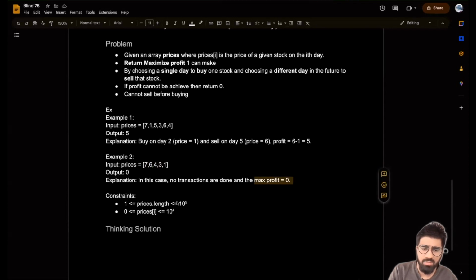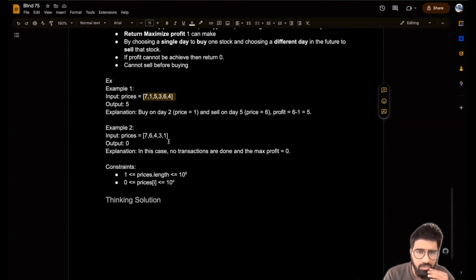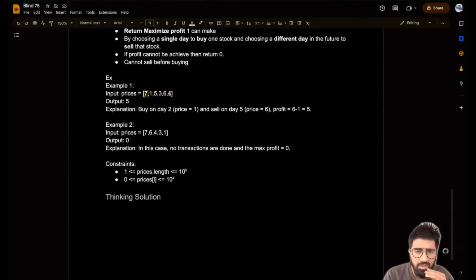On the constraint side, the maximum length of the prices array could be 10 to the power 5, and each price cannot be more than 10 to the power 4 and cannot be a negative value either. So now let's think about the solution and see how we can find an optimum approach for solving this problem. For that, let's copy this example and try to analyze it and find some way by which we can solve this problem.